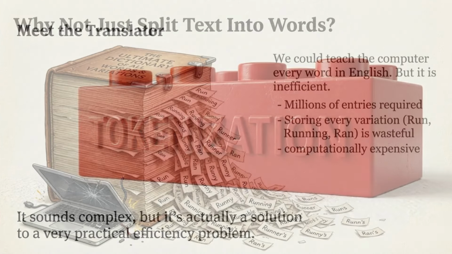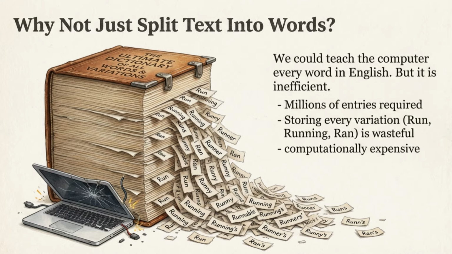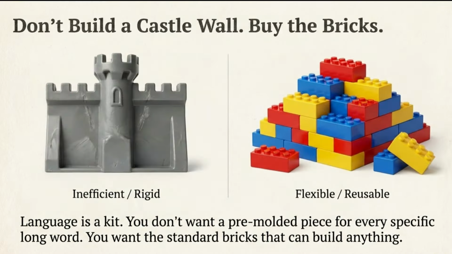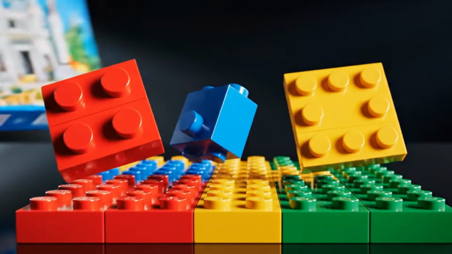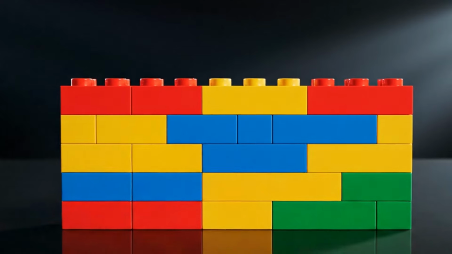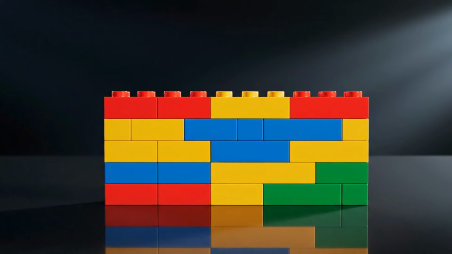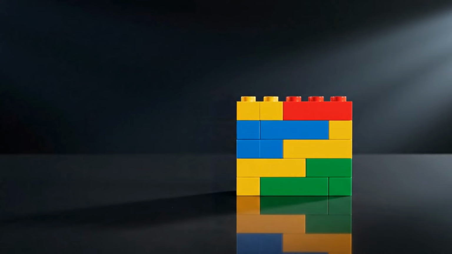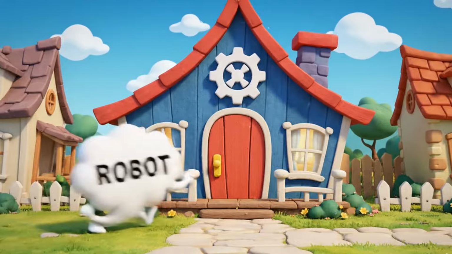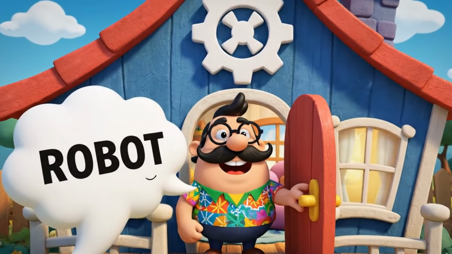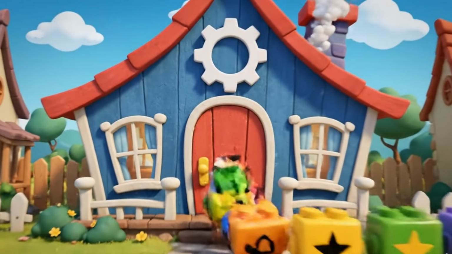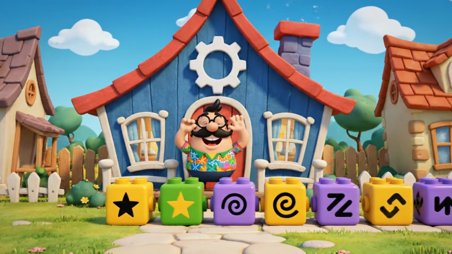I've heard this term thrown around. Is this just chopping the sentence into individual words? That's close, but think of tokenization like a Lego kit. A Lego kit. Okay, I'm with you. When you buy a Lego set, you don't get a pre-molded castle wall. You get standard bricks, a 2x4, 1x1, a little slant piece. You combine those to build a wall. In the same way, the AI has a set of standard subword bricks. So it breaks the words down into reusable parts.